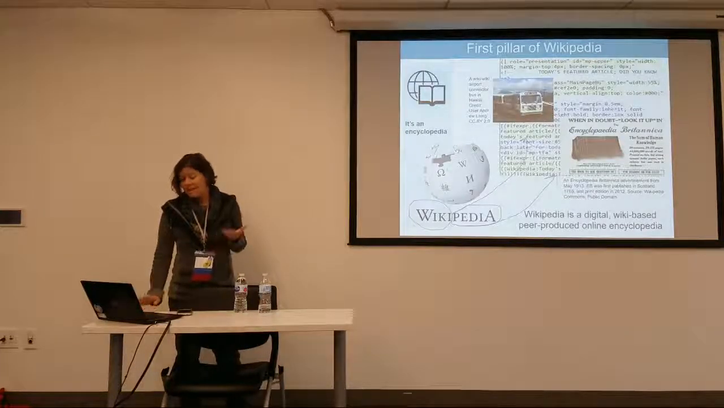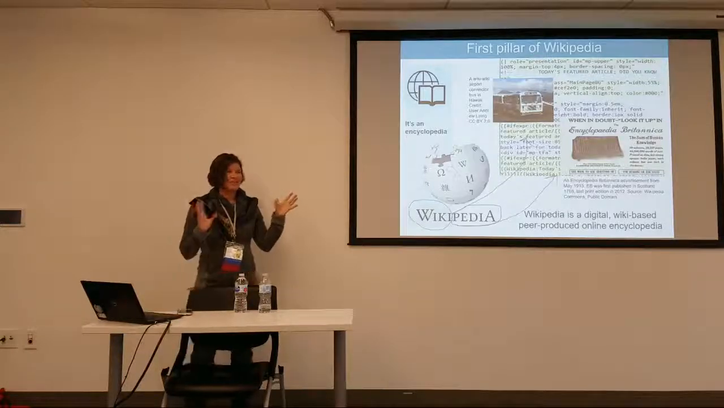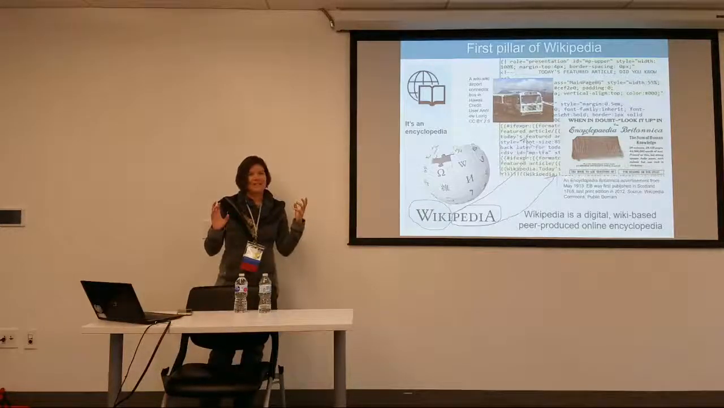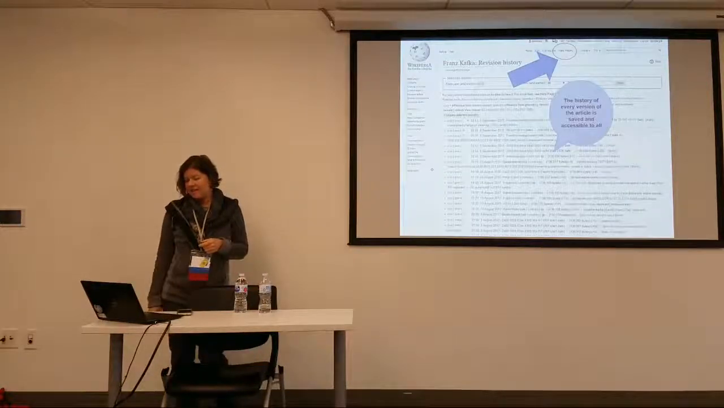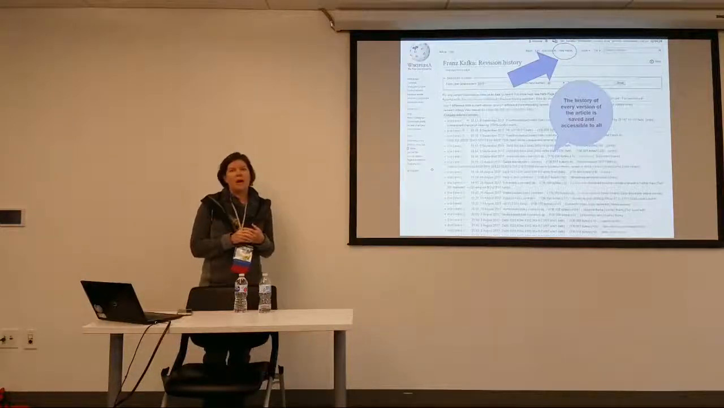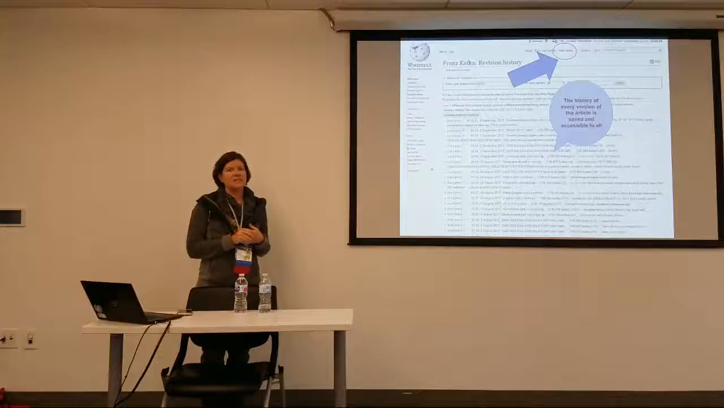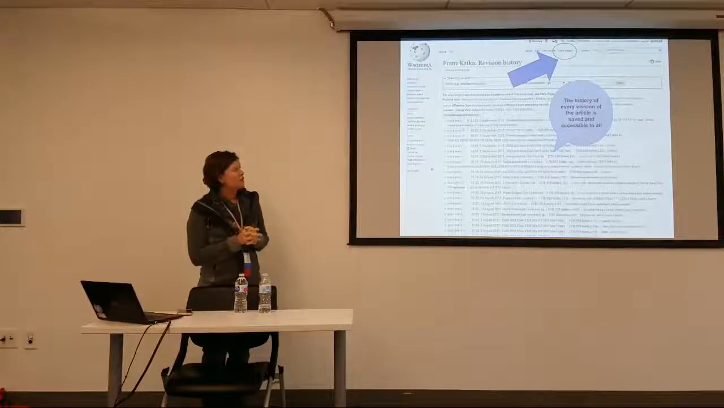Okay. The second thing is that Wikipedia has two different parts to it. It's a pedia, it's an encyclopedia, but it's also a wiki that can be edited. And one of the really cool features about Wikipedia is its extreme transparency. You can see the history of every version of the article.